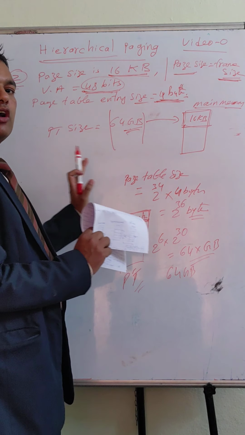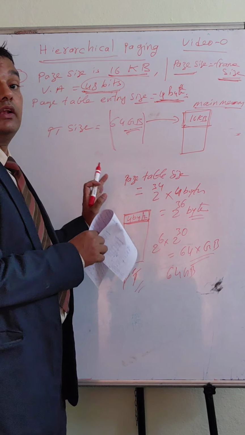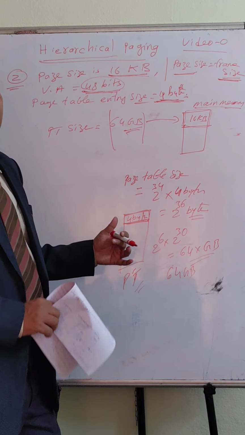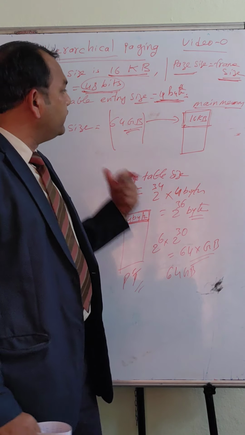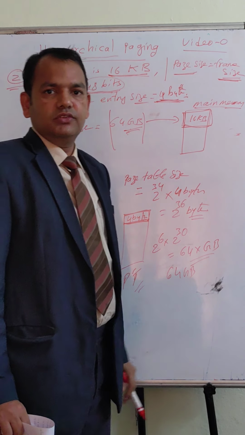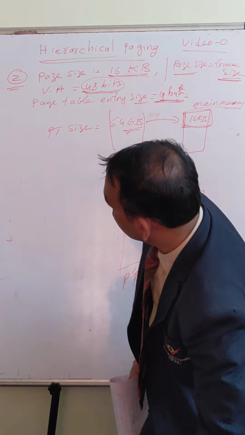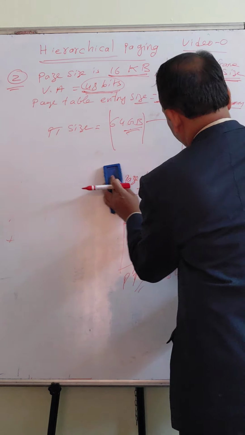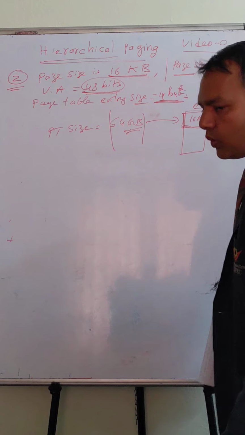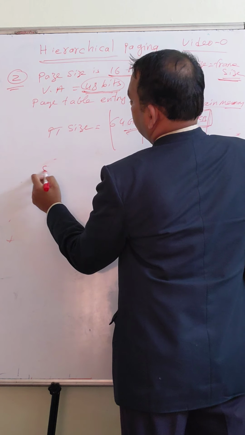We need to divide into a number of page tables, perhaps two-level. Let us see how many page tables we can divide into so that each page table can fit into a particular frame in main memory. That is the concept. Now the actual problem starts. Please follow carefully. So far what we have done, I will show you. We did it like this: CPU.